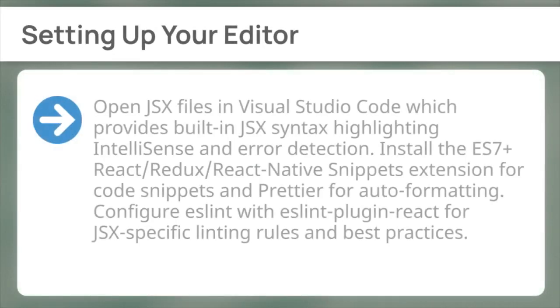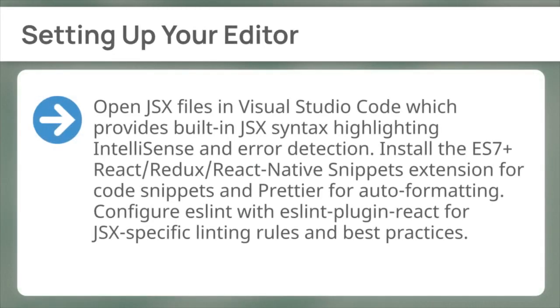First, setting up your editor. Open JSX files in Visual Studio Code, which provides built-in JSX syntax highlighting, IntelliSense and error detection. Install the ES7 Plus React Redux React Native Snippets extension for code snippets and Prettier for auto-formatting. Configure ESLint with ESLint plugin React for JSX-specific linting rules and best practices.